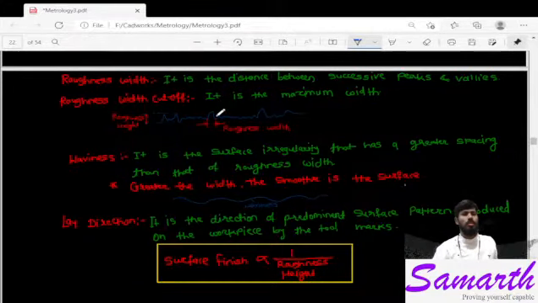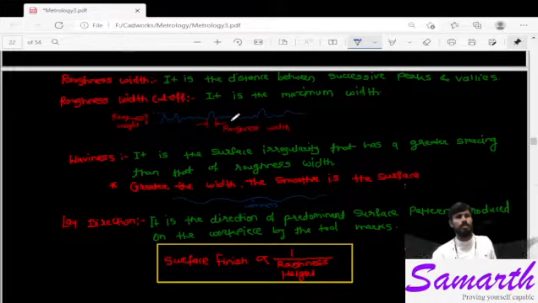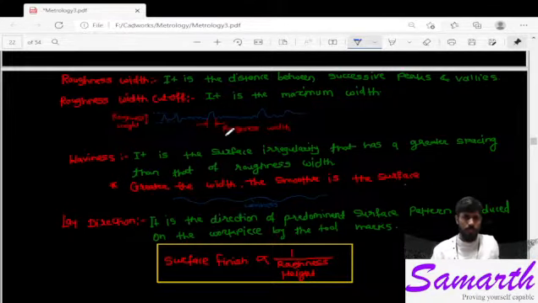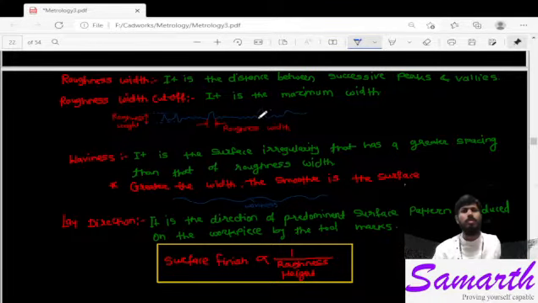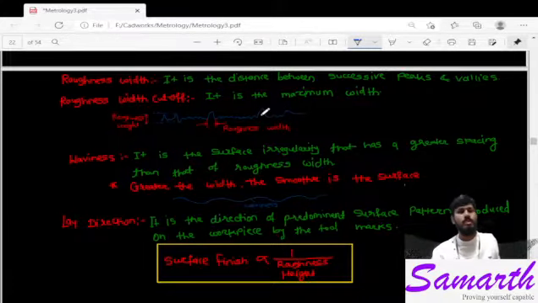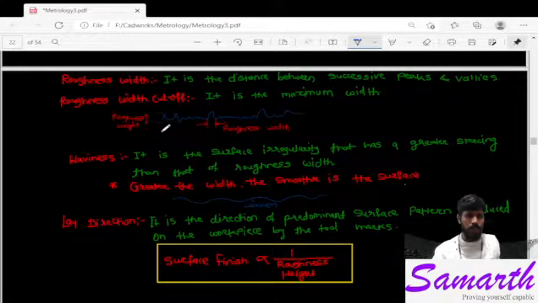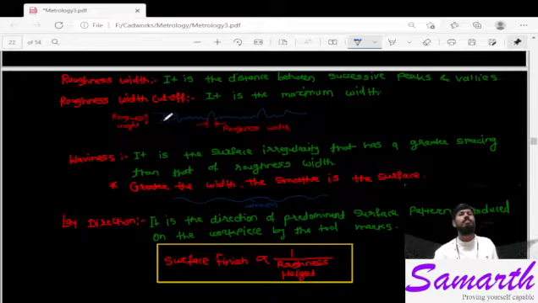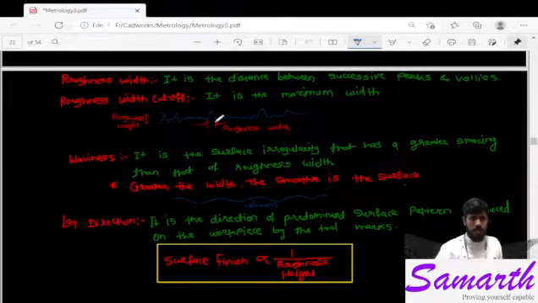Roughness width cutoff means the maximum width. Roughness width cutoff is the cutoff value for the roughness width. Here you can see, let us say this is the maximum width in this complete surface, so we will call it the roughness width cutoff. And here you can see the height, the roughness height, the maximum amplitude, let us say, of this surface roughness.